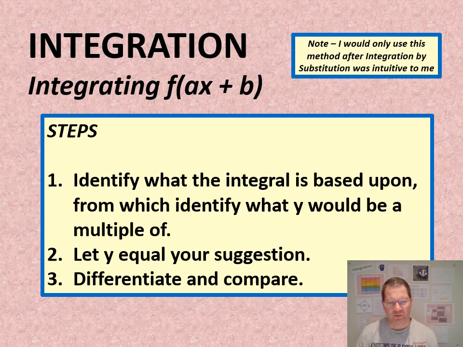So there are 3 steps to this process. The first one is to identify what the integral is based upon. I mentioned the 9 examples that we've already met in the previous slide, from which we will identify what y would be a multiple of. We then let y equal our suggestion, differentiate it, and compare, and then modify our answer as a result.